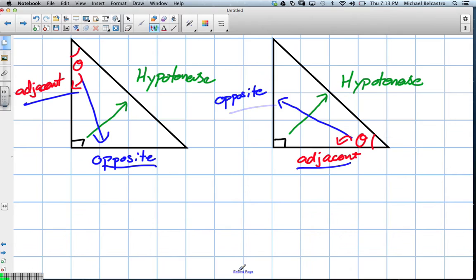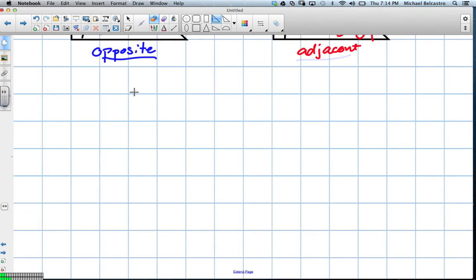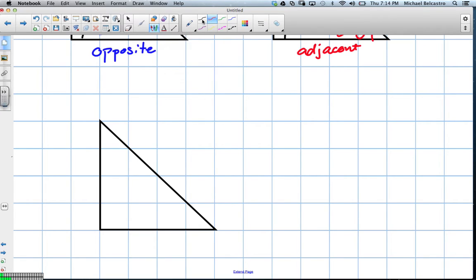So let's say we're going to solve a question, and they've given us some information. Let's say they've given us a right angle triangle, and they've told us that the hypotenuse is 12. This side is 8. And they want you to find the other two angles. We'll call them theta 1 and theta 2. Well, let's talk about theta 1.